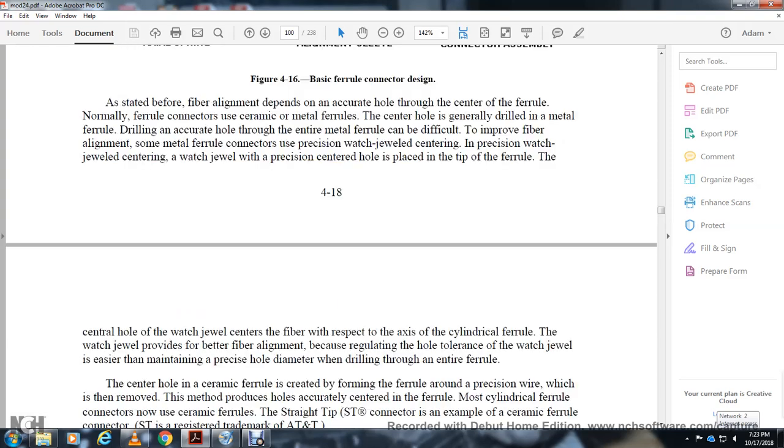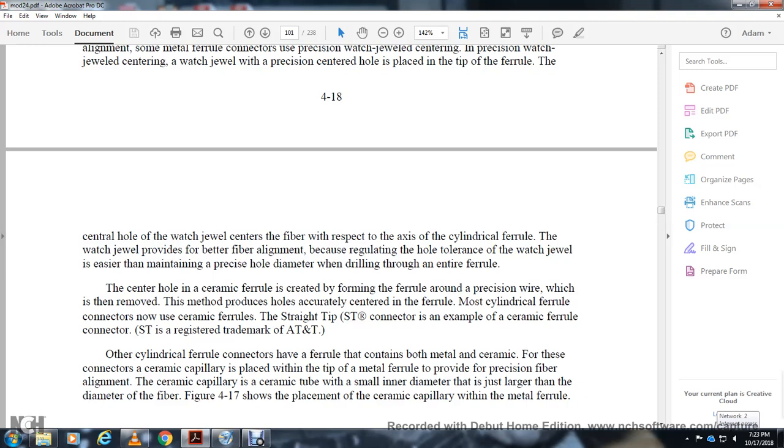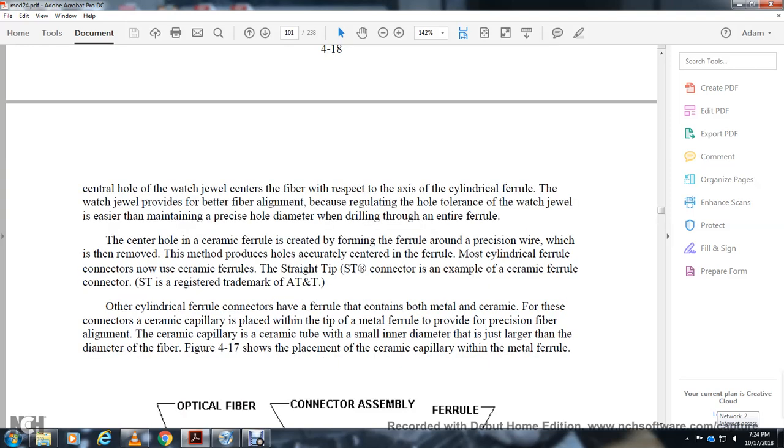The watch jewel, with its precision center hole, is placed in the tip of the ferrule. The center hole of the watch jewel centers the fiber on the axis of the cylindrical ferrule. The watch jewel provides the fiber alignment, but it is difficult to maintain precise hole diameter tolerance while drilling through the entire ferrule. The center hole of a ceramic ferrule is formed by molding the ferrule around a precision wire, which is then removed. This procedure produces holes accurately centered within the ferrule.